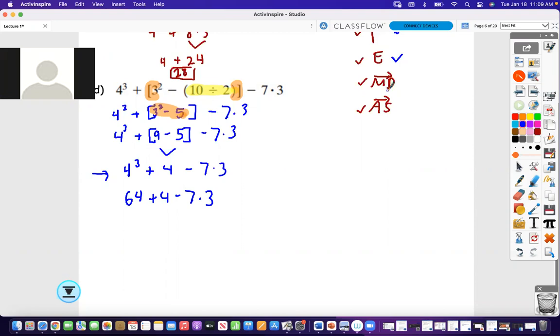Multiplication and division from left to right. Where do you see the first multiplication or division, class? 7 times 3. And what is 7 times 3? 21. Put 21 there and bring down what?